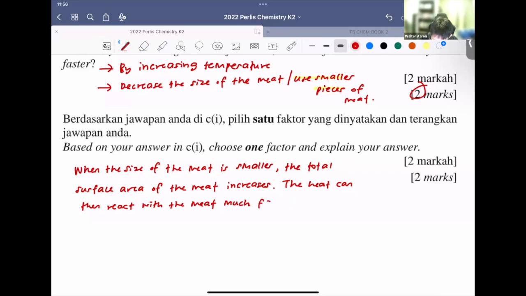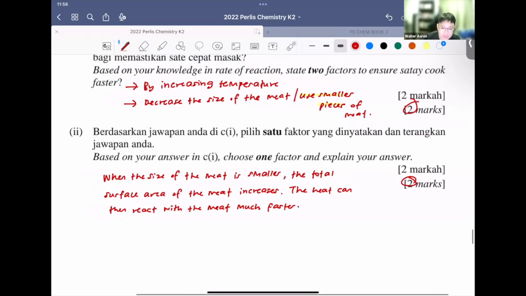To cook the meat, okay? So that will be something that you can explain to increase the rate of reaction, where the meat can actually cook faster. So more heat present means easier to cook. When you cut down the pieces of the meat to smaller pieces, the total surface area that's exposed to the heat will definitely be much larger. So that's the answer.